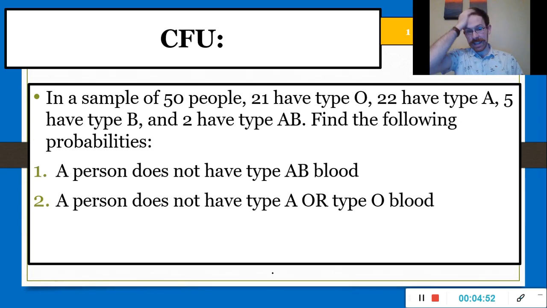Now, if you were in my statistics class, you've seen this example probably 3 different times, because it's just repeated over and over. In a sample of 50 people, 21 have type O blood, 22 have type A blood, 5 people have type B blood, and 2 people have type AB blood. Find the following probabilities. Find a person does not have type AB blood. Well, this one should be pretty straightforward. The probability of someone having type AB blood.